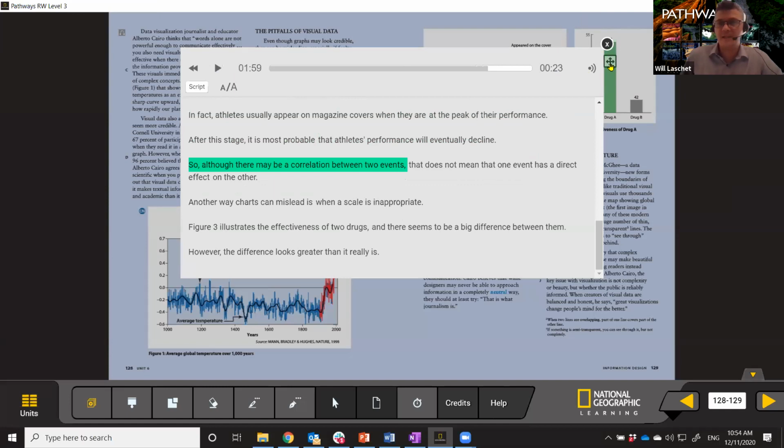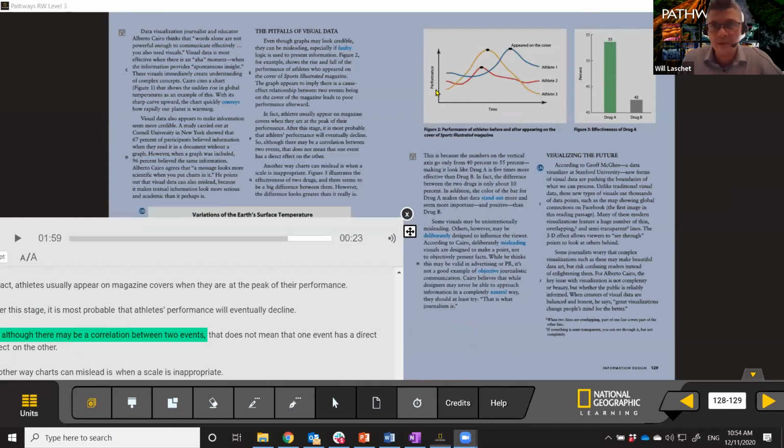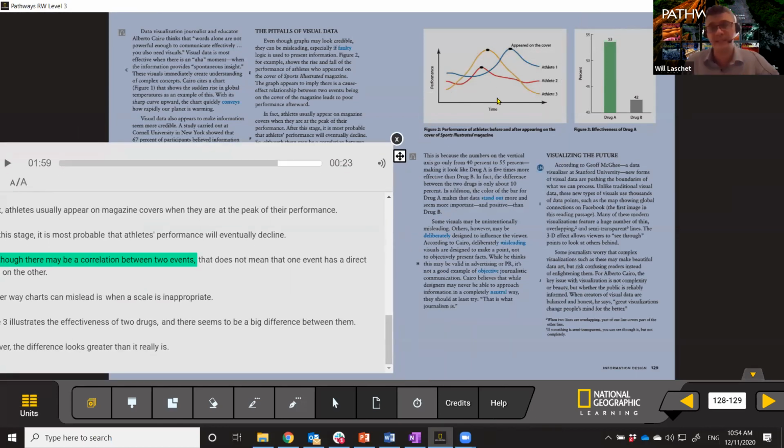Okay, let's stop there. So we're going to go back and have a look at, I know it's a bit small, but we can see it at the top. So we talked about this graph earlier with the athletes. And I think this is really fascinating, that when we look at this graph, the graph does, as they said in the reading, seem to be telling us that there is a cause and effect between these two events, between appearing on the cover and the performance dropping.